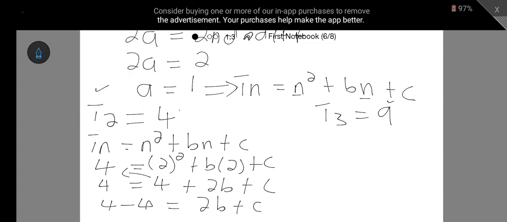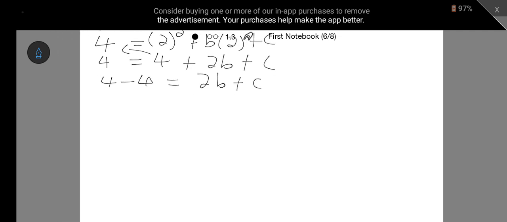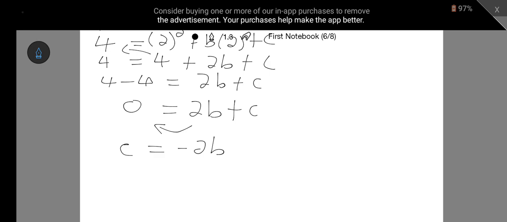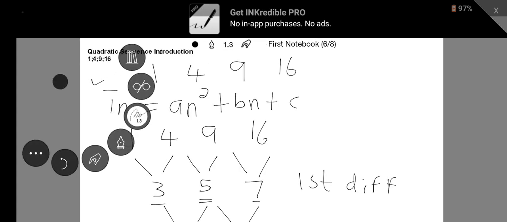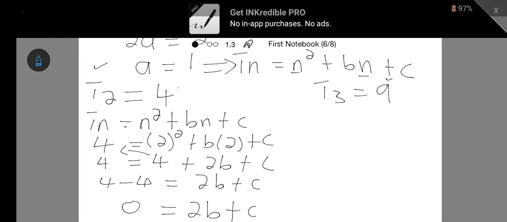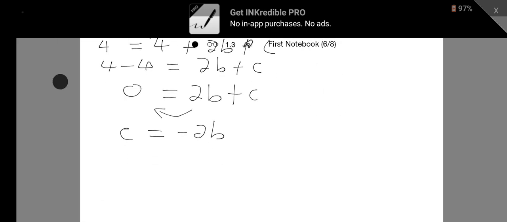Awesome. Then we can simplify this further. 4 minus 4 is 0. 0 is equal to 2B plus C. Since C is alone, we can take the 2B to the left side, and then C is equal to negative 2B. Remember that whenever a number or a constant crosses a sign, it changes its sign. This means that this is our equation number 1.